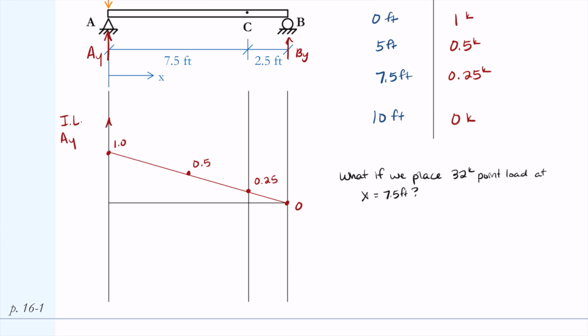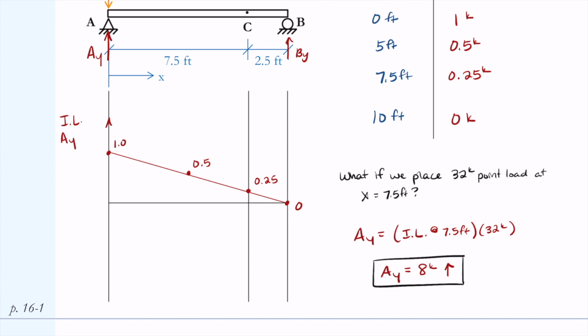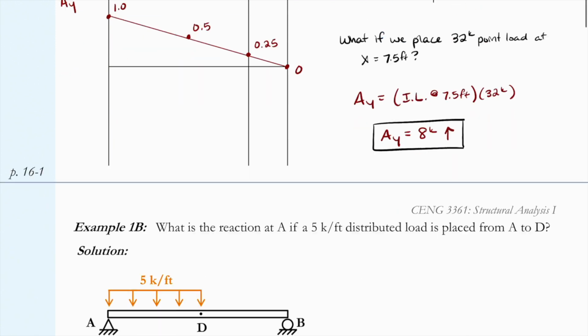So when we place the 32 kip point load at x equals 7.5 feet, we see that the value of the influence line at that point is 0.25. So we will take the value of the influence line at 7.5 feet and multiply that by our point load of 32 kips. And that will solve for the reaction at AY. This is useful as you have different moving loads, maybe across your beam or across your bridge, to solve for the reaction under different loads.